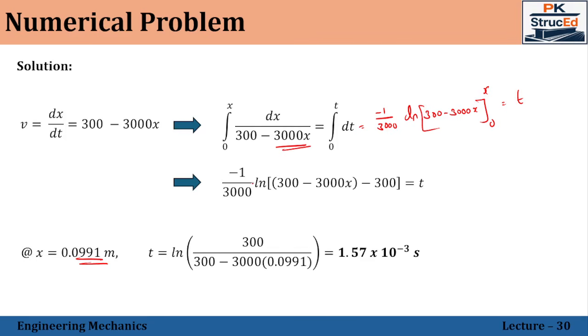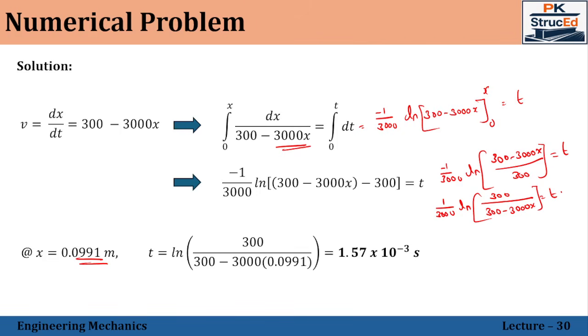Since it is negative, I can write one more step. We will get minus 1 by 3000 into ln of 300 minus 3000x divided by 300, because log a minus log b can be written as log of a by b. This is equal to t. Taking the negative sign within, we get 1 by 3000 into ln of 300 divided by 300 minus 3000x, which will be equal to t.